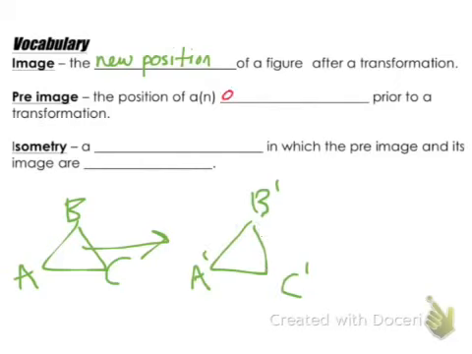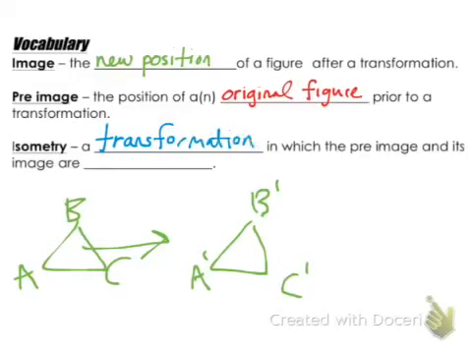Now the pre-image is the position of an original figure prior to the transformation. So we have the image right here, and then we have the pre-image, so like the original figure. Now the transformation, when we just slid or translated the triangle from the left to the right, is an isometry. And what that means is that we have a transformation in which the pre-image and its image are congruent.